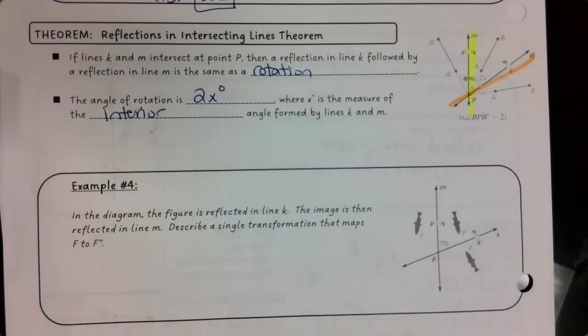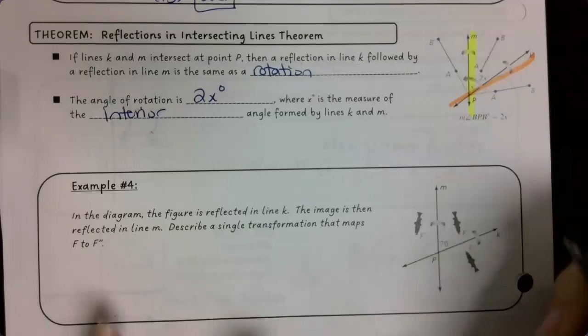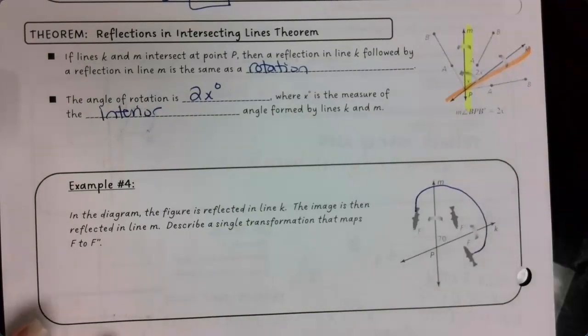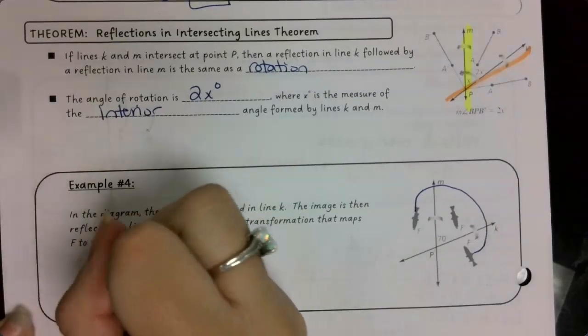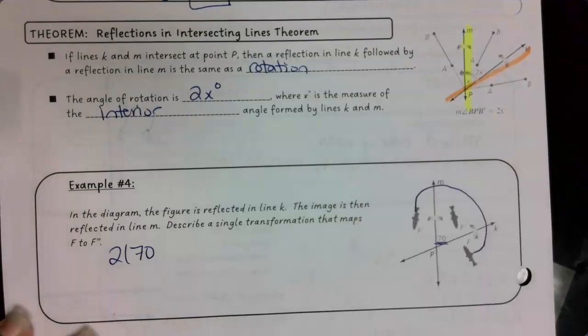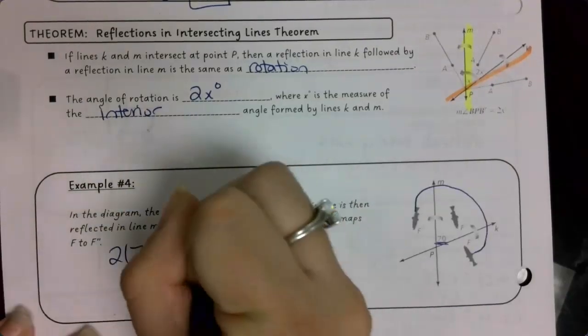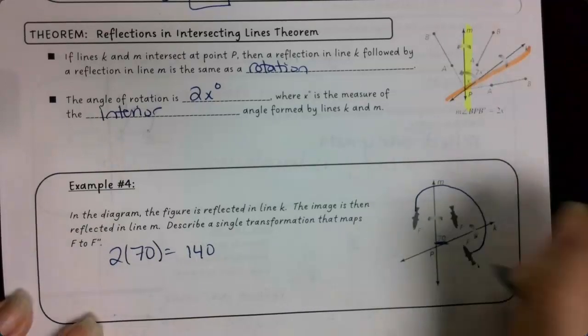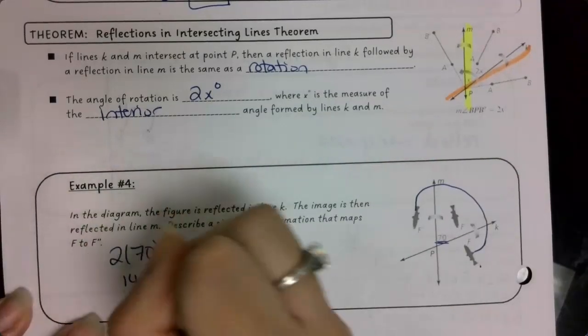So number 4 says, in the diagram, the figure is reflected in line K. The image is then reflected onto line M. Describe a single transformation that maps F to F double prime. So I'm looking for this fish to go all the way over here. By using the reflections and intersecting lines theorem, I'm going to take 2 times 70, because 70 is my interior angle, which just gives me 140. Which fish started off? This was my first fish. So 140 degrees counterclockwise.